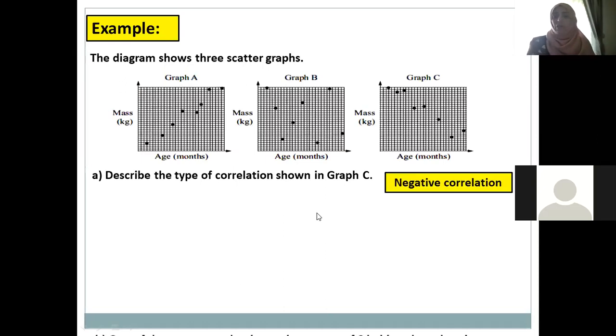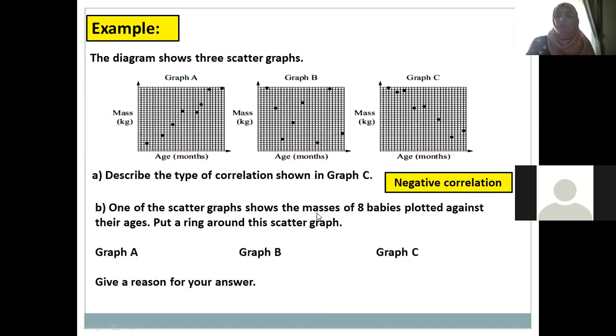So it's a negative correlation. Okay, for part B, one of the scatter graphs shows the mass of 8 babies. We're talking here about childhood or infanthood. 8 babies plotted against their age. Put a ring around the scatter graph that is more suitable.